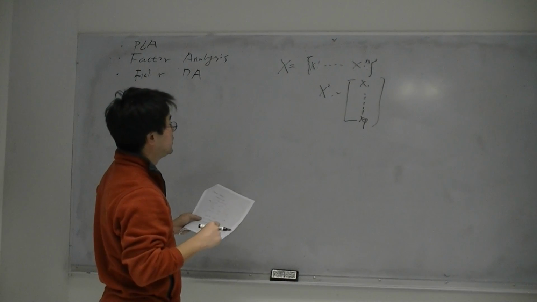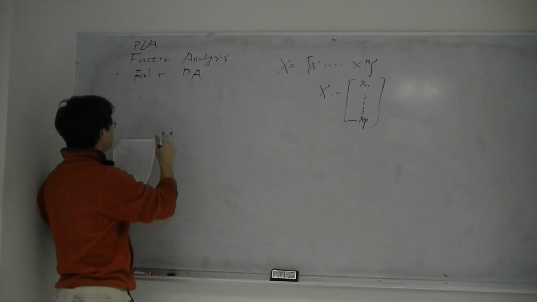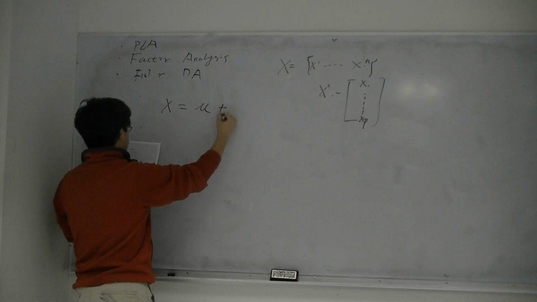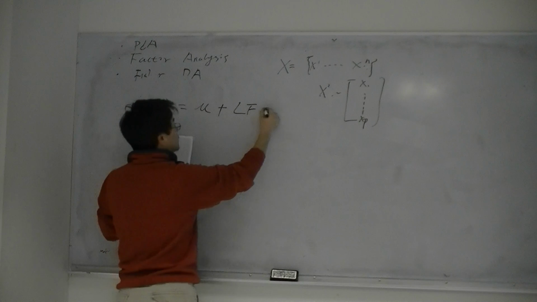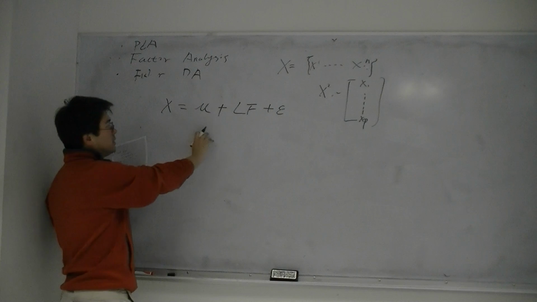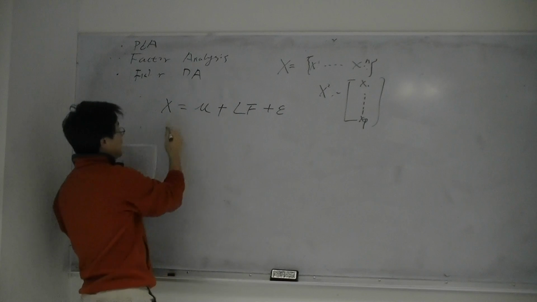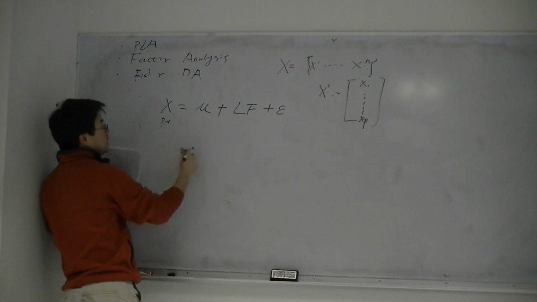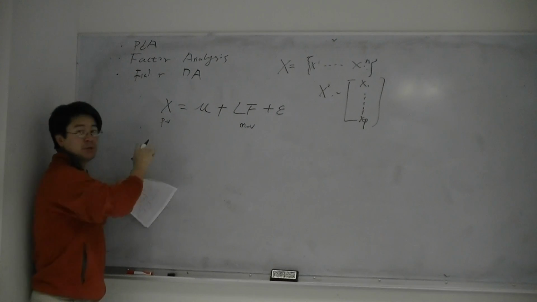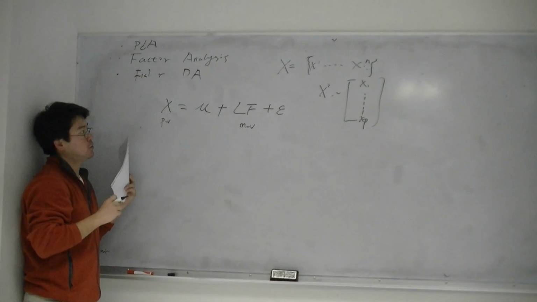And here, we just propose, we assume x is generated by this procedure, in which mu is the mean of x. F is a variable, well, because here x is a p-variable, f can be an m-variable, where m is much smaller than p. I should give an example.